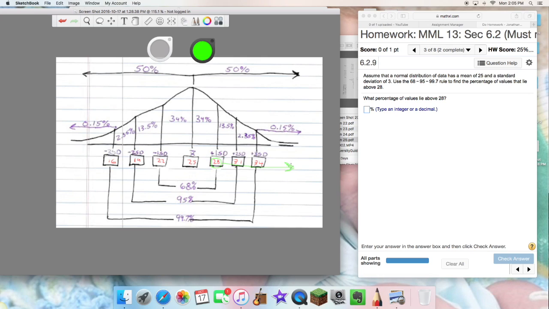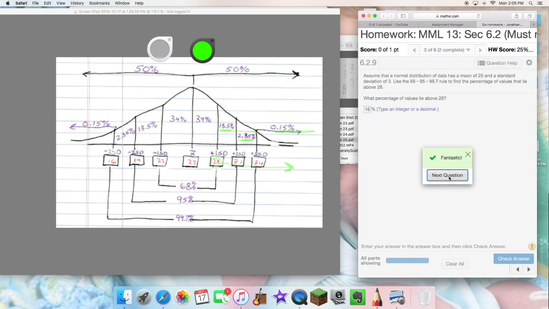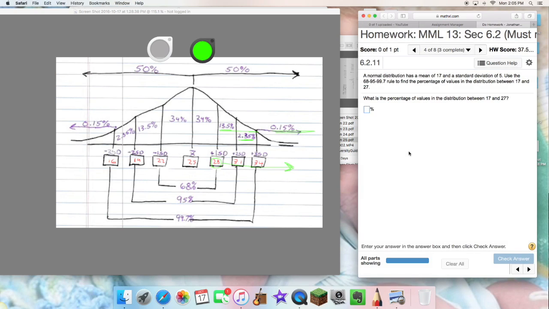All right, so what numbers are going to be included? Well, 13.5, the 2.35, and the 0.15. That happens to be the exact same numbers we got last time, and when we added it up, we should have got 16. Let's find out if we're right. That's it. Okay, now look. Everything is a rinse and repeat type of situation.